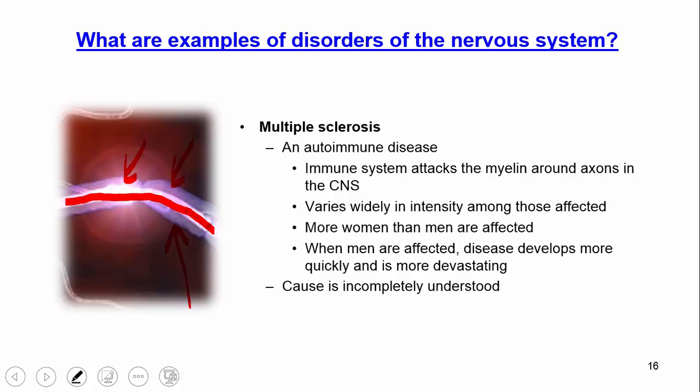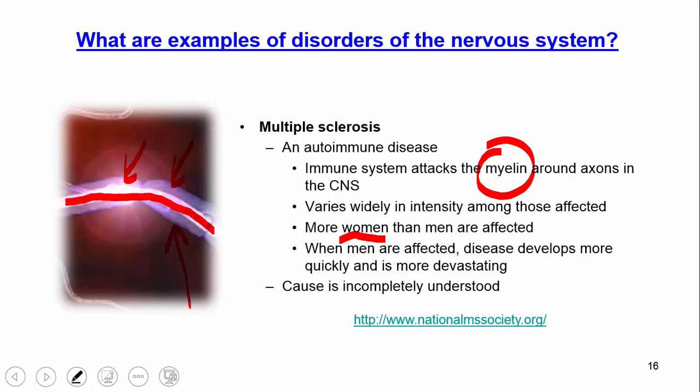But even within people, some people are very severely affected by multiple sclerosis where they're in a wheelchair, and other people don't have that happen for many, many years. So it's very sort of interesting. The cause is not exactly known, but it does affect more women than men. But when men are affected, the disease usually progresses more quickly and it's more devastating. But there's a lot more that we have to learn about this disease. But again, the connection is that it attacks the myelin, right, around the axons.